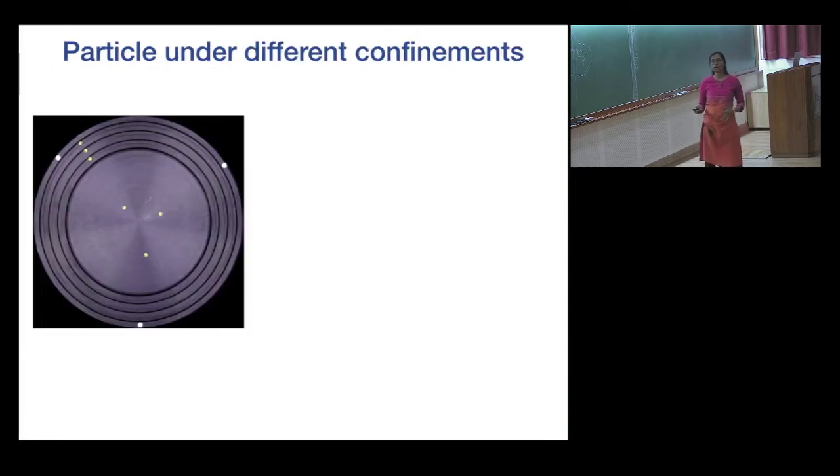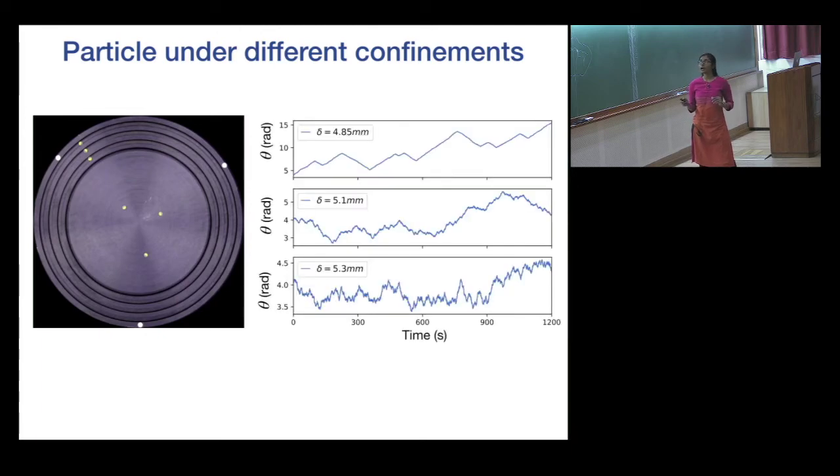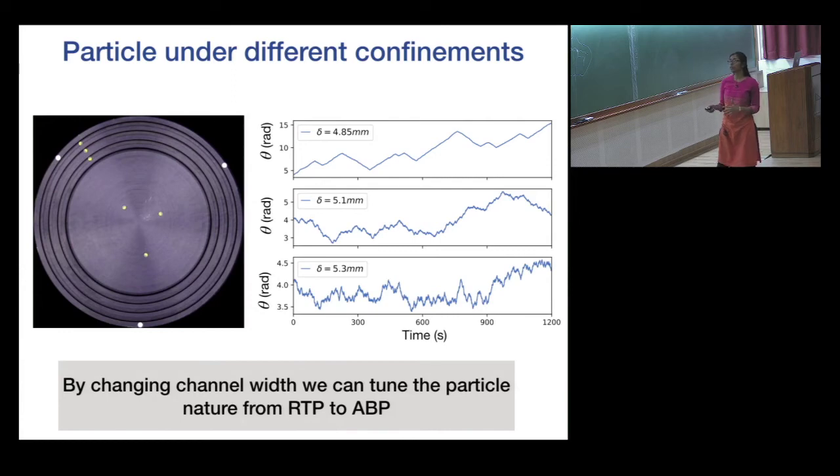we have another setup where we have three channels with different channel widths. The innermost one is the narrowest channel and the last one is the widest channel, and we check how the trajectories look. From the trajectory itself, it's very clear for the innermost one that there are jumps in theta, changes in the slope of theta, and for the widest channel the trajectory looks more diffusive. So just by varying the confinement, we can tune the particle nature from a run and tumble particle to an active Brownian particle.